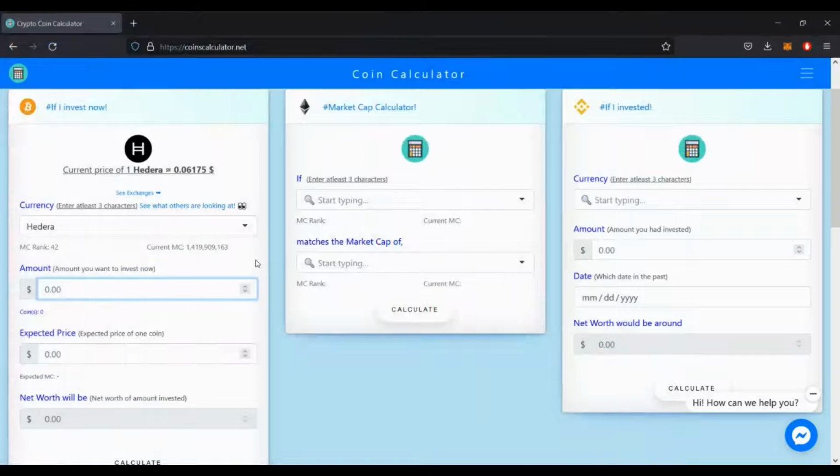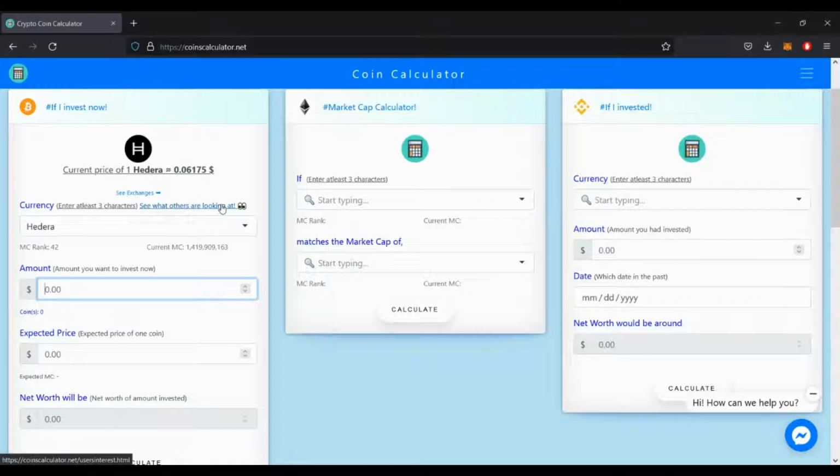But anyway, when you draw the fibs and note down the key areas for profit taking, you can then go to this webpage, which is called coinscalculator.net, and select your own favorite project and see for yourself what your ROI and value will be when your own target value of your favorite project is potentially reached.